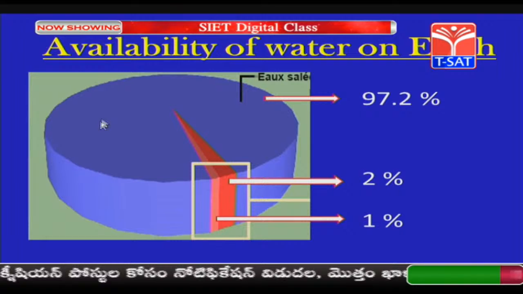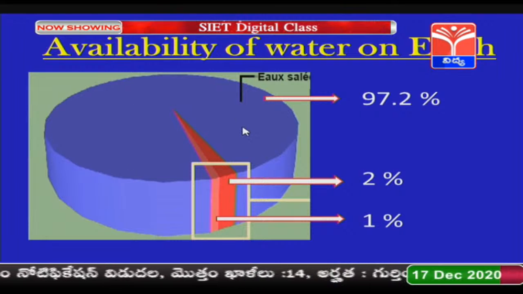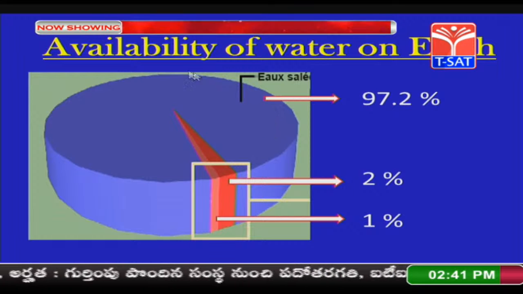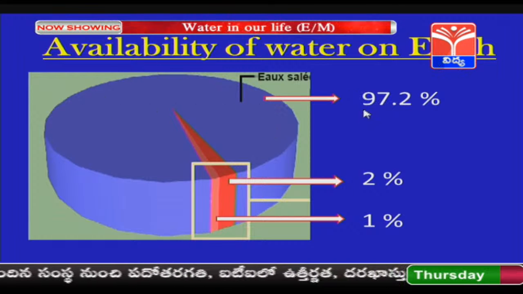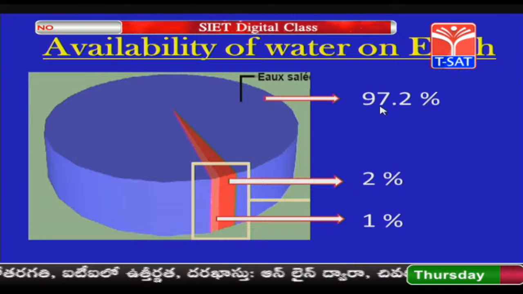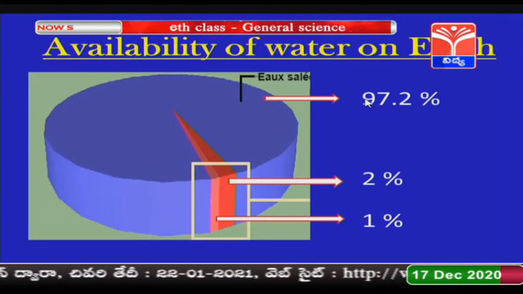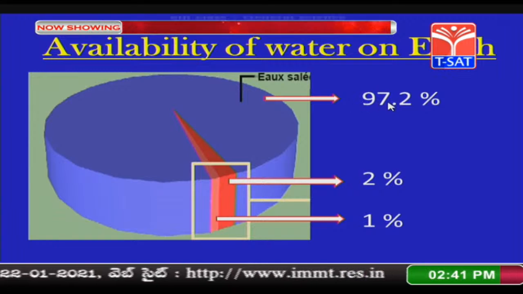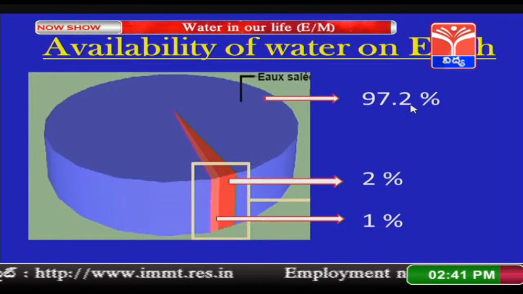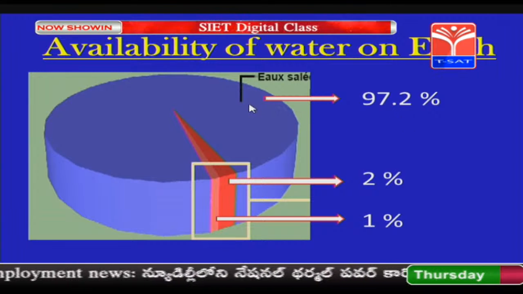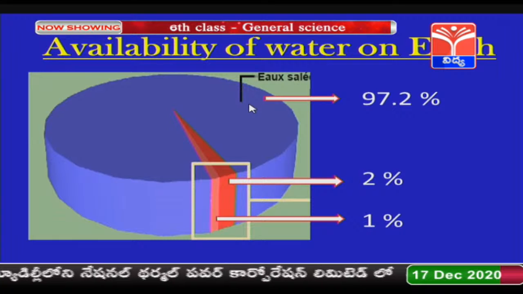Look at this pie chart, children. This is the amount of water. This light blue color which you see is the salt water which is present on the earth in the form of oceans, seas, etc. How much percentage is that? 97.2% is the salt water, because there the salt content is more.